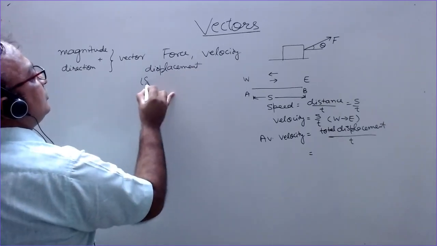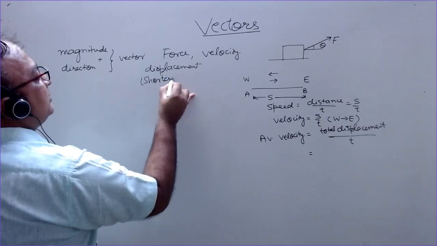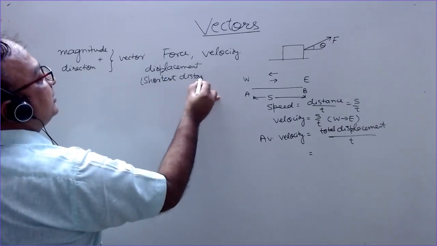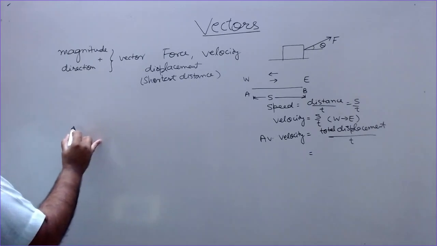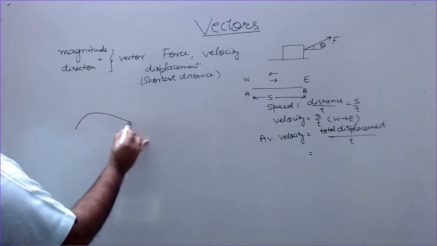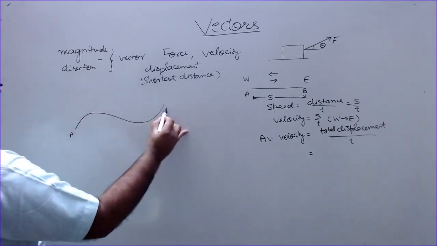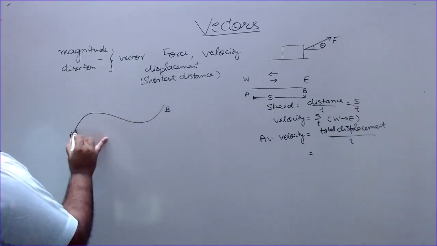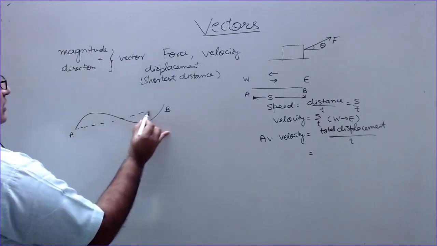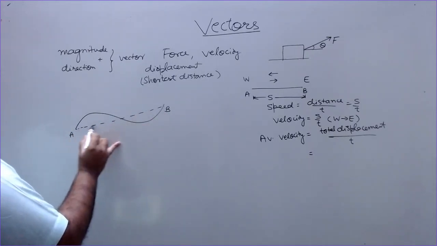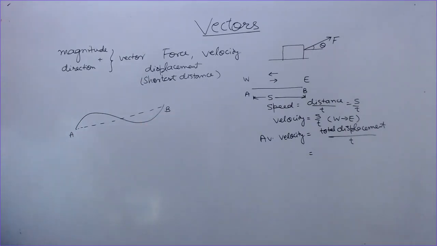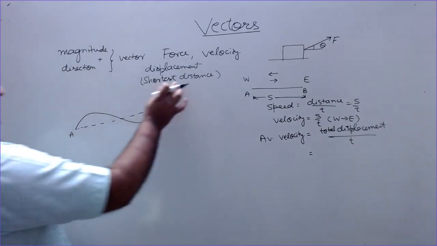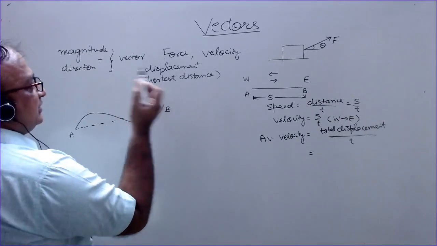It is also termed as shortest distance moved by a body, because if a body is moving, say, along a curved path from starting point to end point, the distance moved is along this. But if you say that the shortest possible path is this, then displacement is along this path from A to B. So it means that displacement is the shortest path, but it should have a direction. So that's why we call that this is a vector, whereas distance is not a vector.